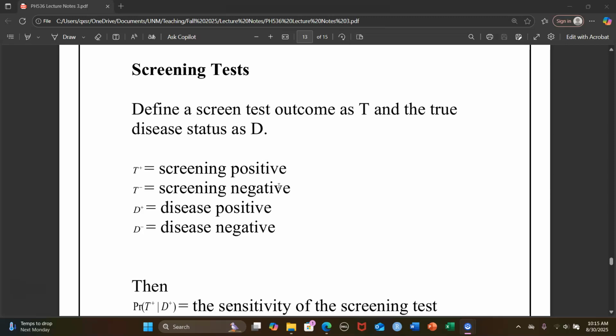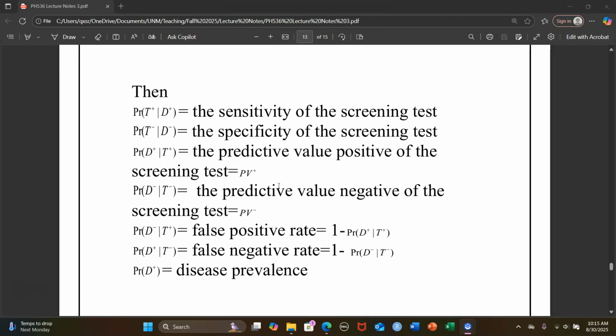Then T plus is screening positive, T minus is screening negative, D plus is disease positive, D minus is disease negative. Then we can define the conditional probability of T positive given D positive. This is called the sensitivity of the screening test. Probability of T minus given D minus is called the specificity of the screening test.